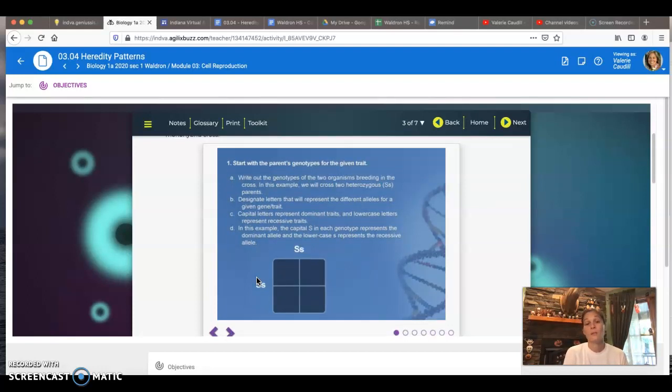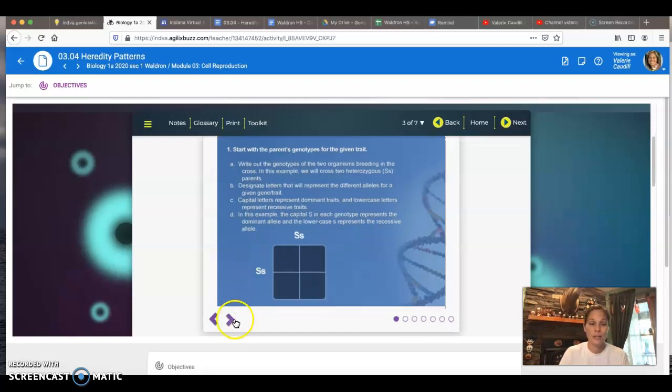But you have to have the terminology down first, genotype, phenotype, homozygous, and heterozygous, before you're going to be able to be successful on Punnett squares. So once you have that terminology down, just practice Punnett square after Punnett square until you got it. And once you got it, then you're good to go.